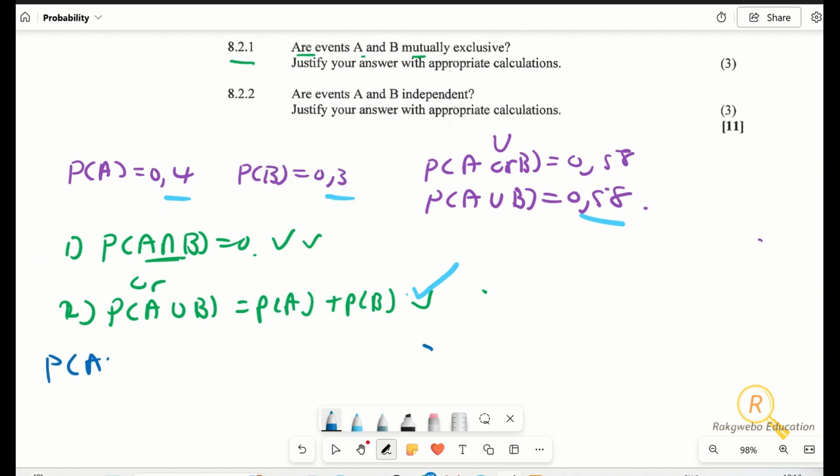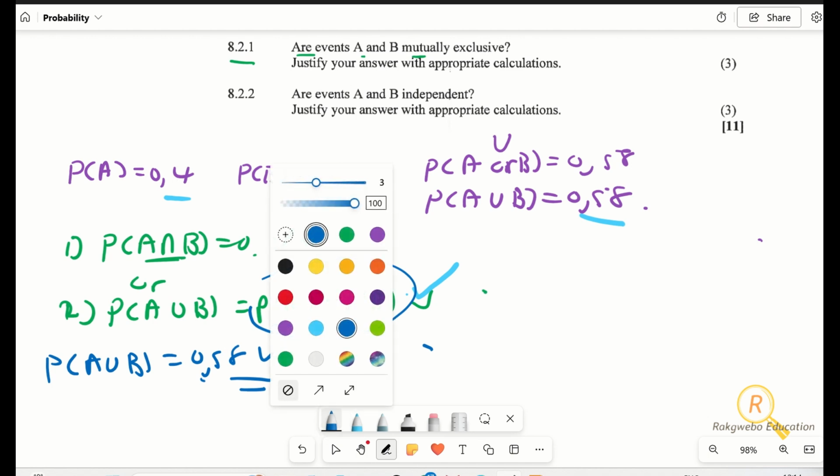We are told that the probability of A or B is 0.58. Now let us find the sum of these two probabilities and see if we get the same answer of 0.58. If the answer is 0.58, then we can safely conclude that the two events A and B are mutually exclusive. So let's go. Let's now look at the probability of A plus the probability of B.